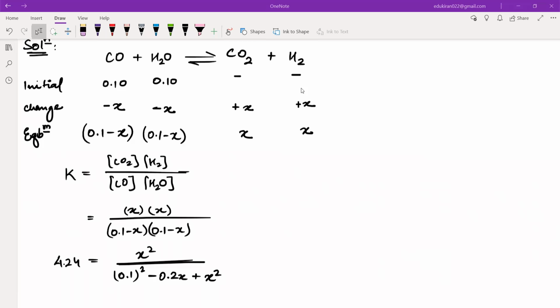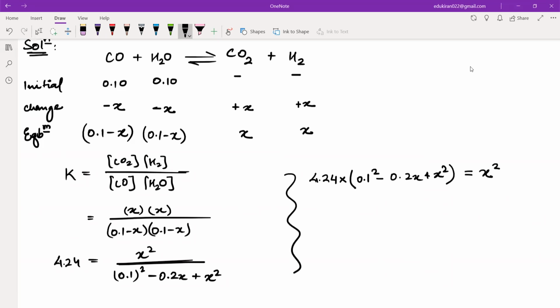4.24 into 0.1 square minus, wait a second. 4.24 into a bracket 0.1 whole square minus 0.2x plus x square is equal to x square. And after that? Then x square will cancel. Wow, very good. Yes, Khalil, you're right.